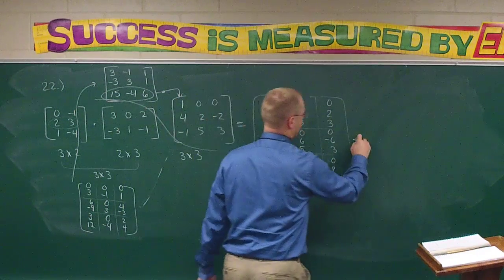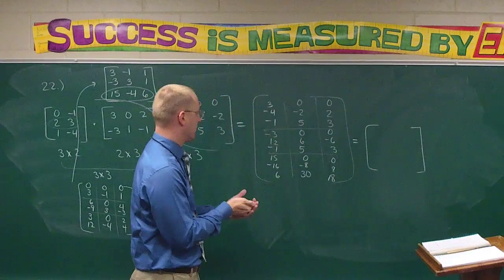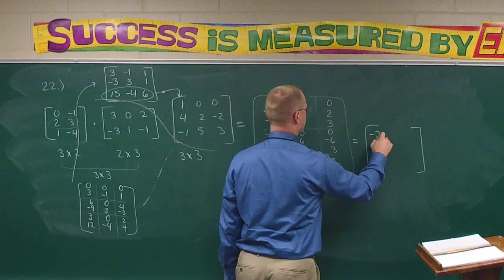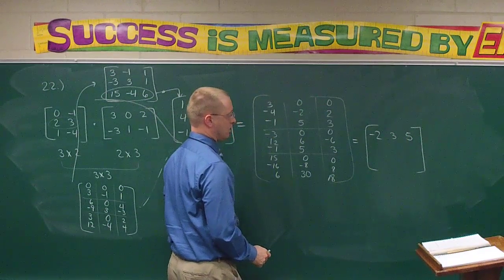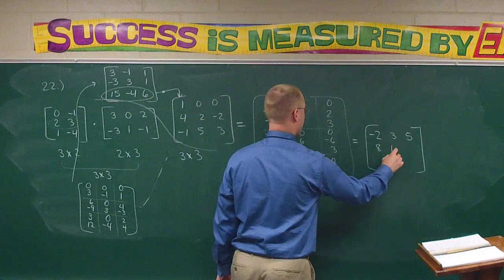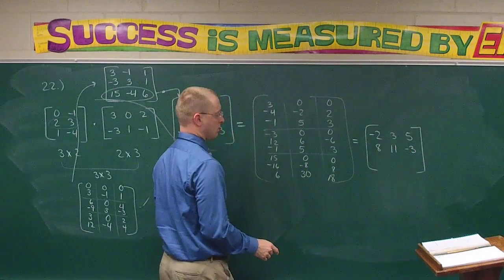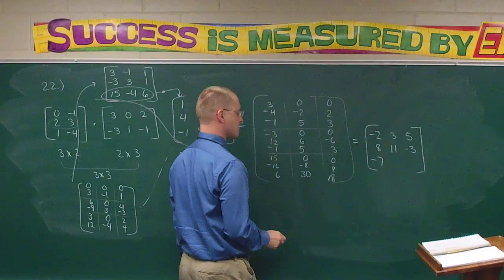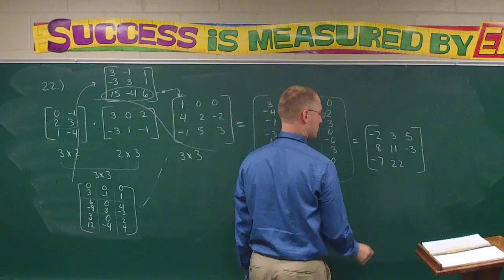And then finally, our final answer, the resulting 3 by 3 matrix, Maddie. 2, 3, 5, 8, 11, 3, -3, -7, 22, and then 26.